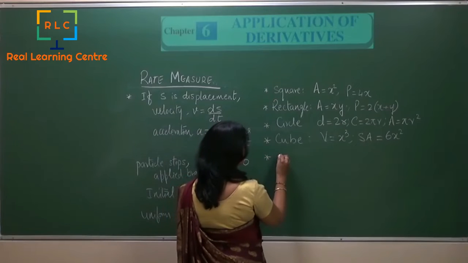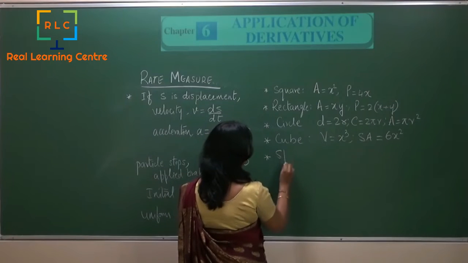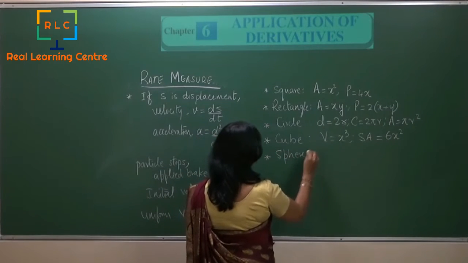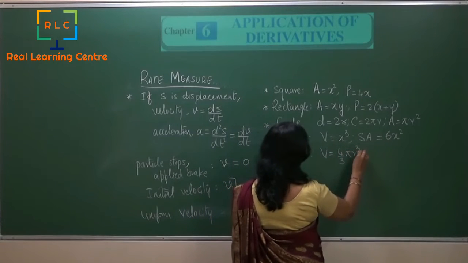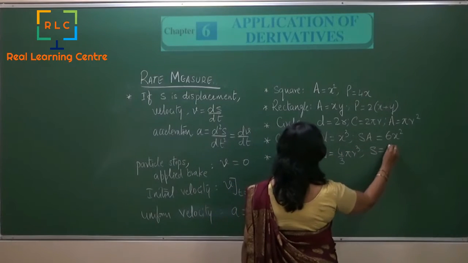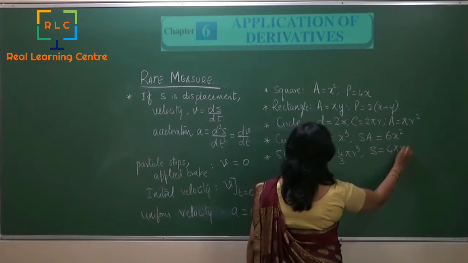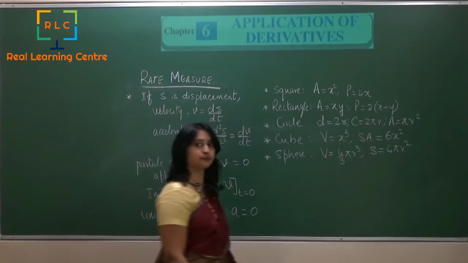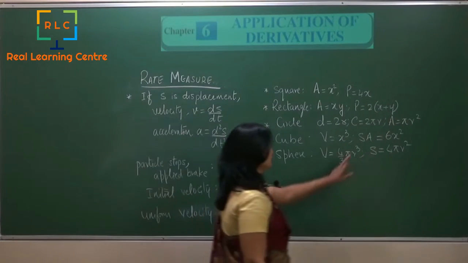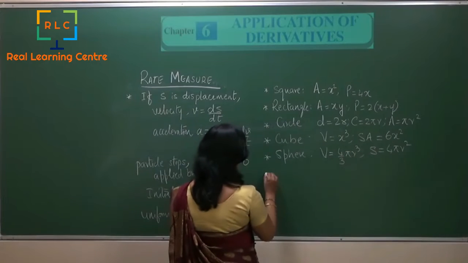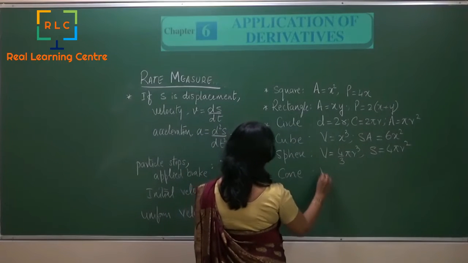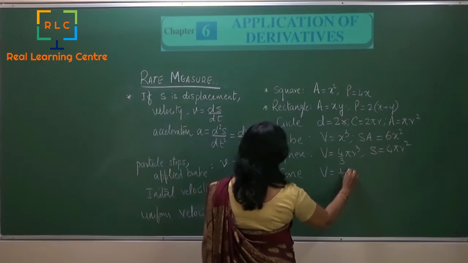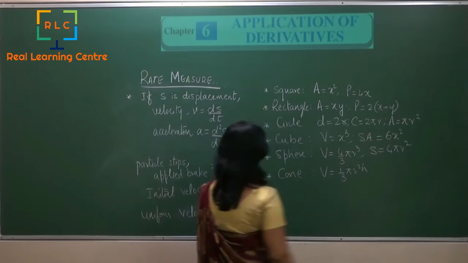Next, let me take sphere. Sphere volume is equal to 4 by 3 pi r cube, whereas surface area is equal to 4 pi r square. 4 circles make one sphere. Surface area we always give by the letter S. That's sphere. Next, I'll say cone. Cone only volume is enough: 1 by 3 pi r square h.